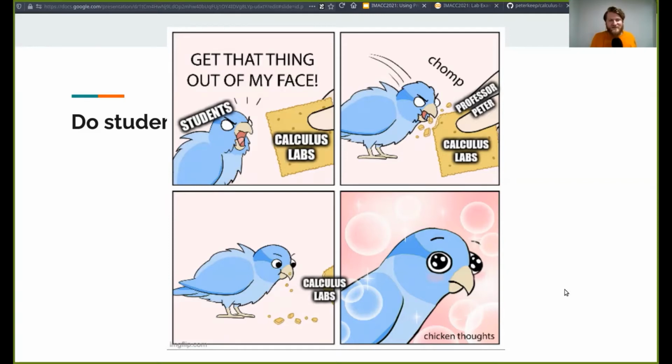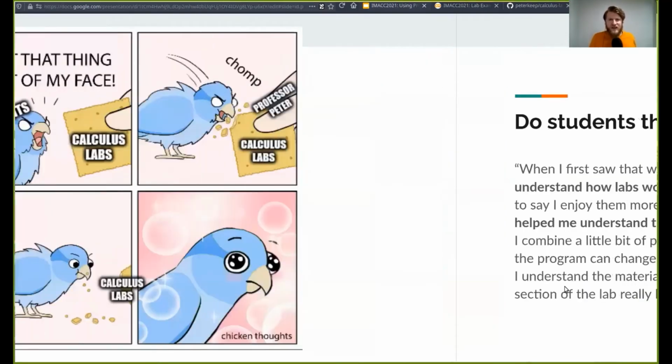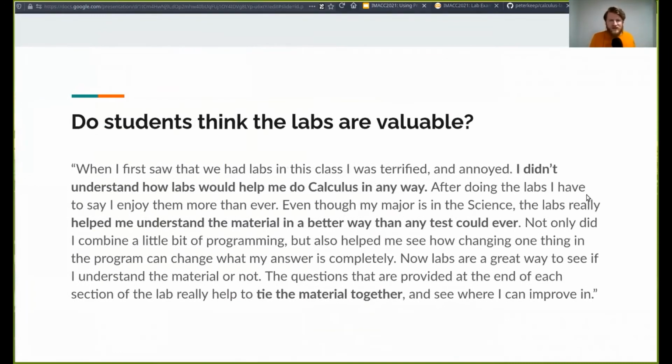Not all of them, but I think in general, students are pretty terrified of these near the beginning of the semester. And it does take a lot of careful attention to make sure that students can come to see that they are valuable. I have two student quotes here. I bolded stuff in here that I thought would be interesting. You can read this on your own, but I'm going to point out a couple of things. I like this. When I first saw that we had labs in this class, I was terrified and annoyed. I didn't understand how labs would help me do calculus in any way.